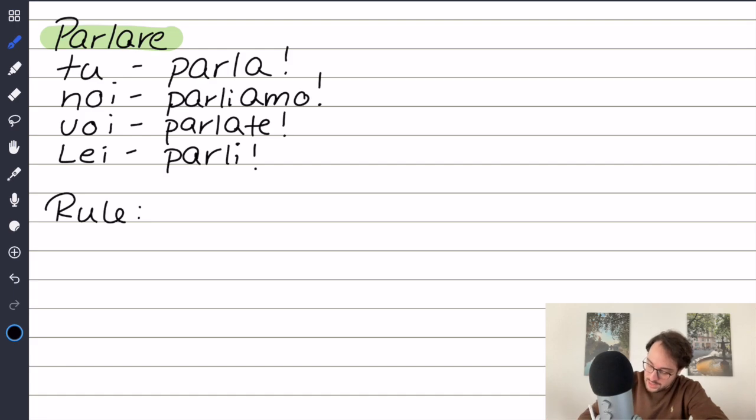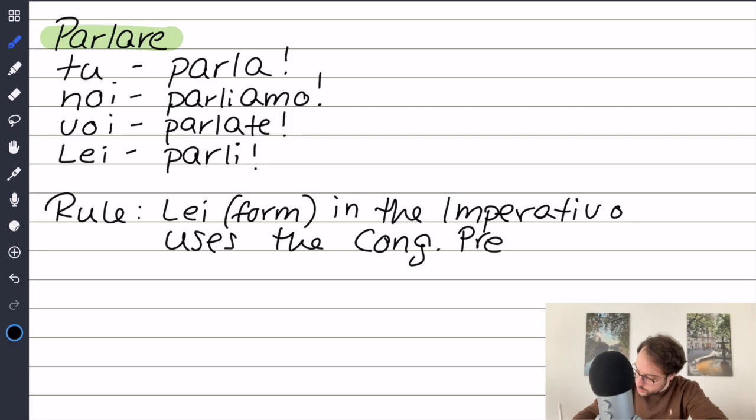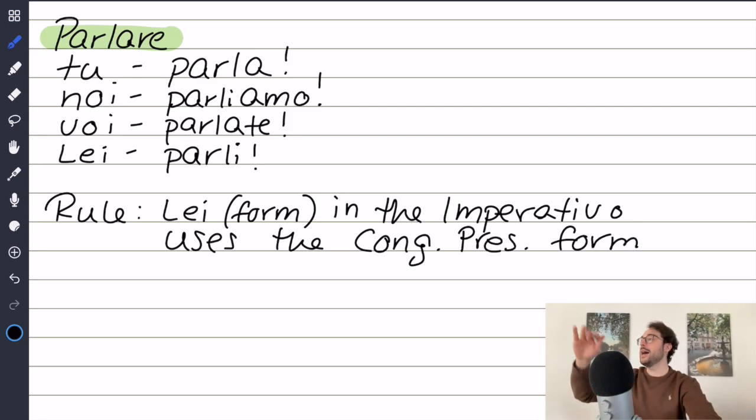Rule. Lei, formal. In the imperativo uses the congiuntivo presente form. That's all you need to know. For are, ere, and ire verbs, doesn't matter. It's across the board. That is la regola.